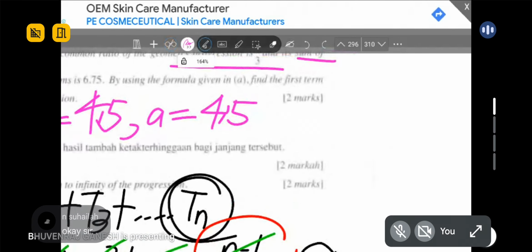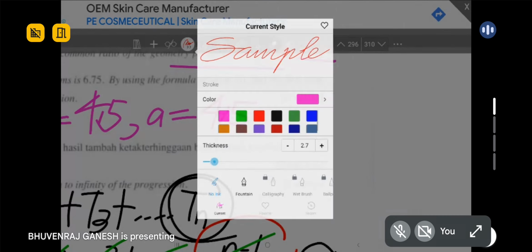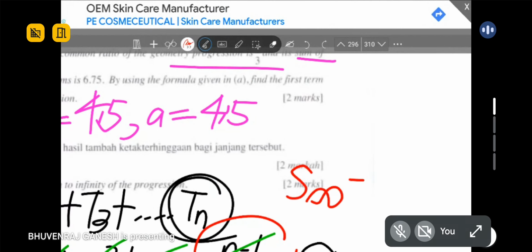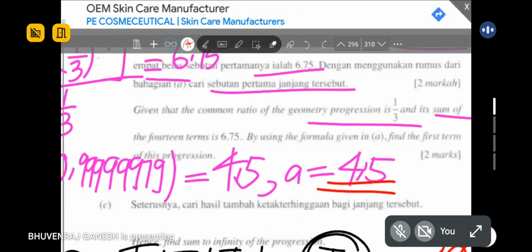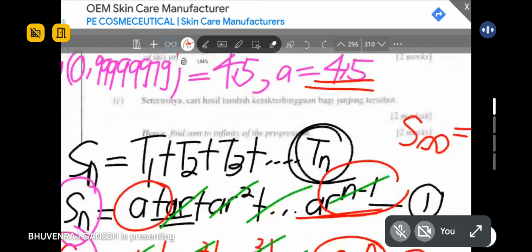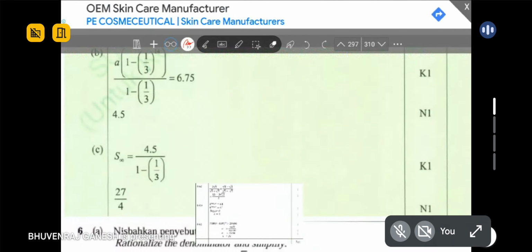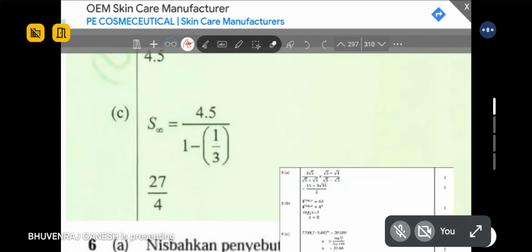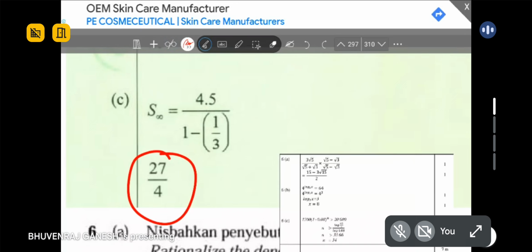So guys, do you all still remember what is the formula? S infinity. Can you comment if you still remember? Very good. A over 1 minus R. So A, this one. R, 1/3. 1/3 is your common ratio. You can see here. So you have all the information, just substitute and press calculator, get the answer. Okay, so the answer is 27/4.